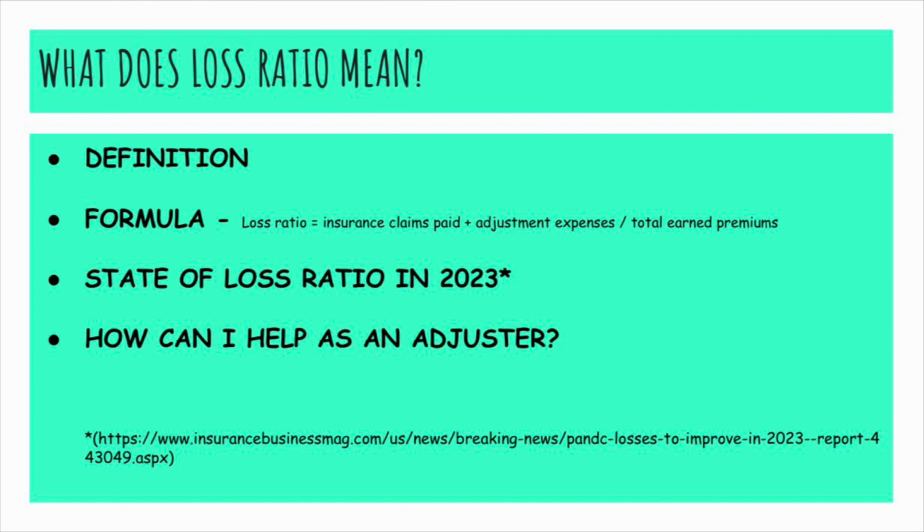Now, as you can see on the slide, the formula is loss ratio equals insurance claims paid plus adjustment expenses divided by total earned premiums. So, for example, if an insurance company pays $60 in claims for every $100 in collected premiums, then its loss ratio is 60%. But don't forget, it also includes adjustment expenses. So it's safe to say that generally, if a company's loss ratio is above 100%, the insurance company is unprofitable and may be in poor financial health.